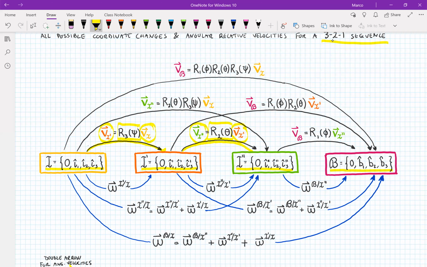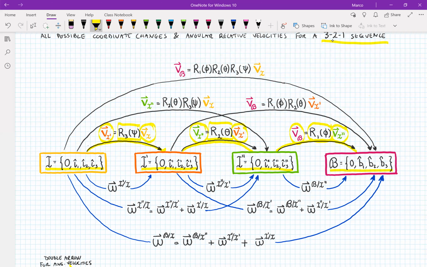And keep in mind that here we're referring to the 3-2-1 sequence. So that's why we first performed the rotation about the z-axis. Now we perform the rotation about the y-axis. And finally, the last step, going from I2 to the body frame of reference B, we have that the vector expressed in the I2 prime coordinates, when pre-multiplied by the rotation matrix R1 of phi, will give us the vector expressed in the body reference frame coordinates.